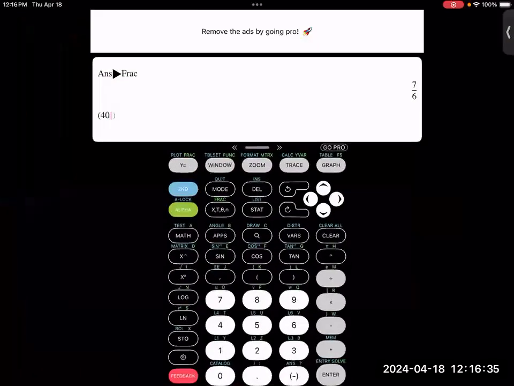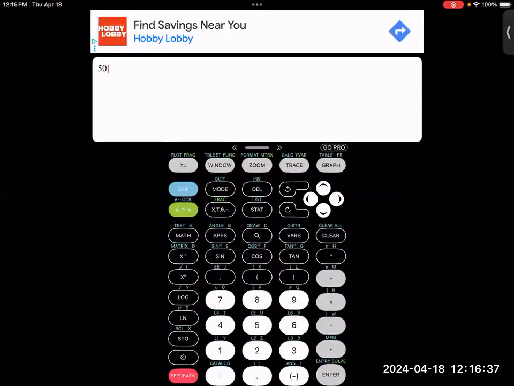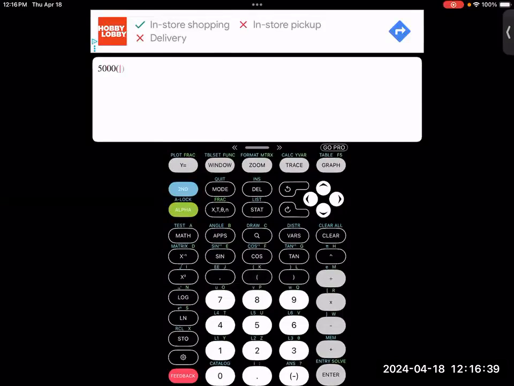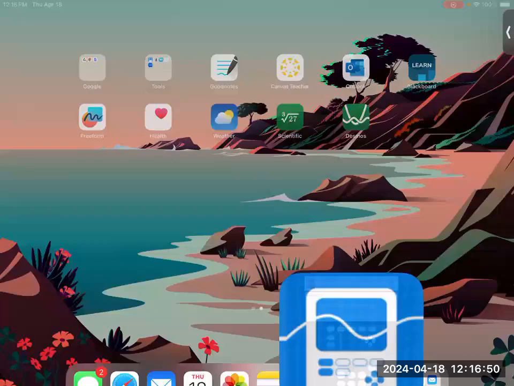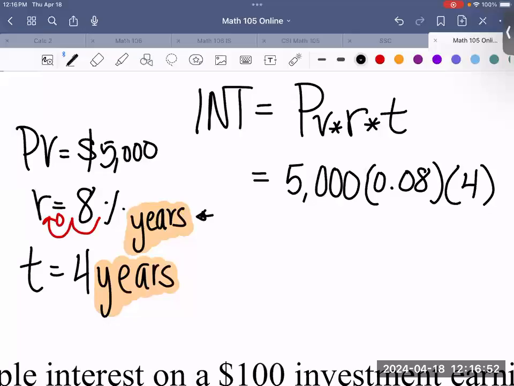So I'll show you this one first. It's 5,000 times 0.08 times 4. And then you get your 1,600. So that is just having your money sit in the bank that it actually made $1,600 by just not having to do anything with it.